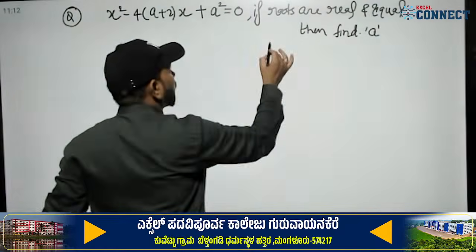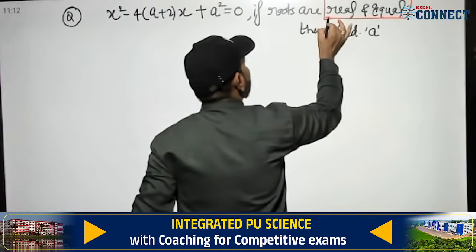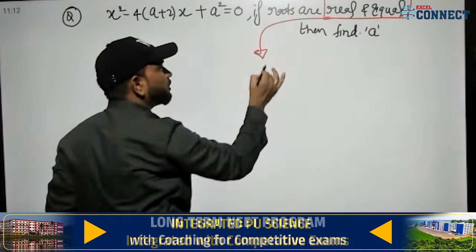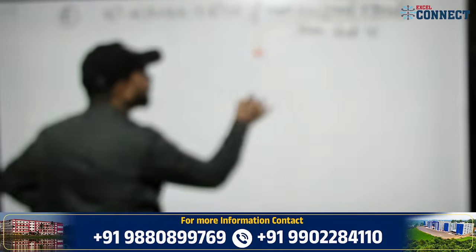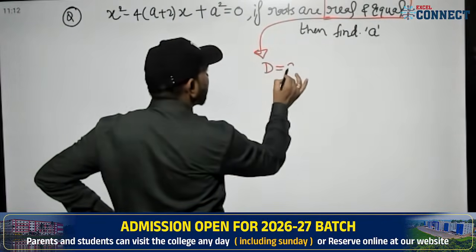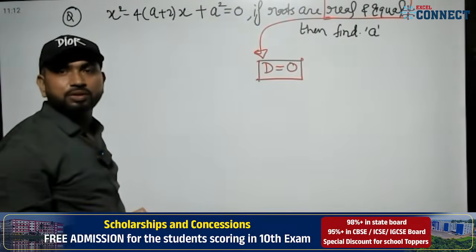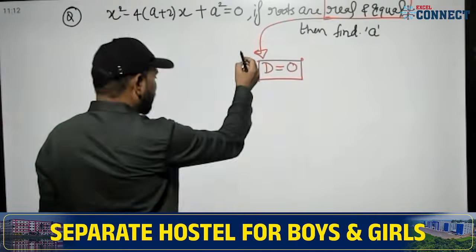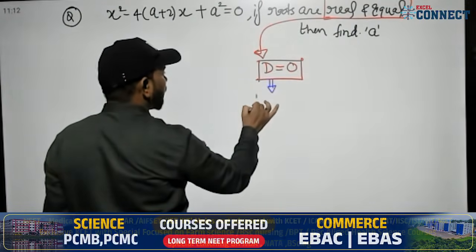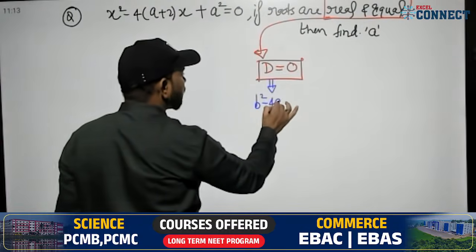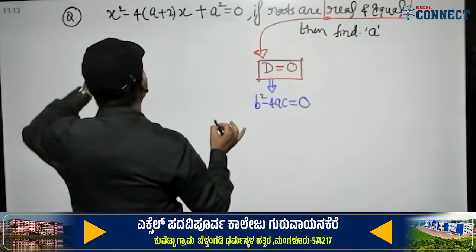What is the meaning of roots are real and equal? Yesterday I discussed the condition for this. Real and equal means D must be equal to 0. Yes or no? D must be equal to 0. Now D is equal to 0, so what formula can you use? B square minus 4ac must be equal to 0.